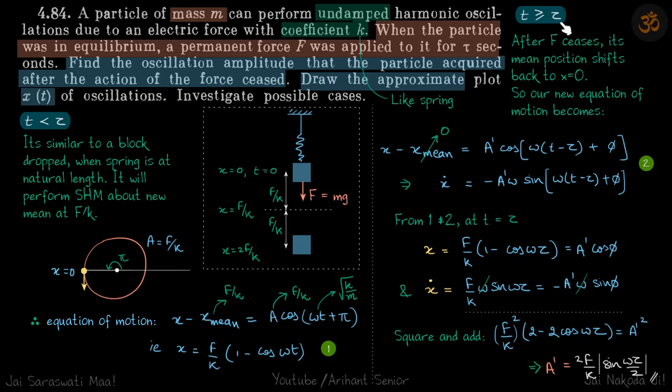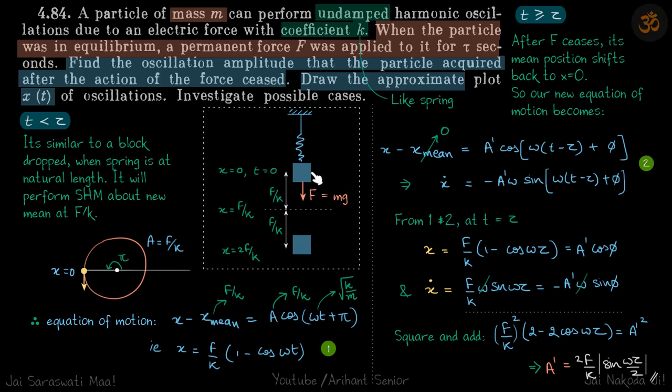So let's say 1 second after tau time, t becomes tau plus 1, so this whole thing becomes omega into 1. That's what we want, so we are shifting the time to tau. So x minus x mean equals A dash cos(omega (t minus tau) plus phi). And let's differentiate this equation to get the velocity.